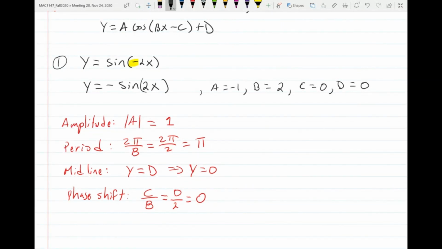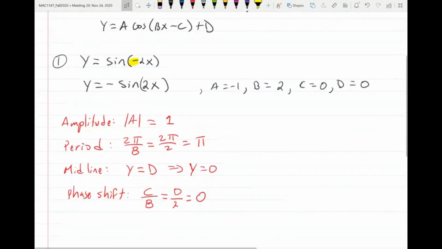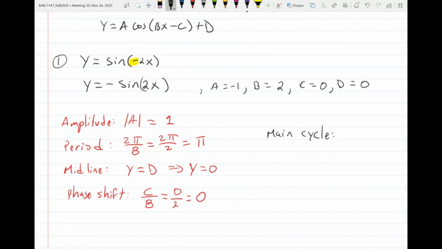Okay, so now let's graph. Remember, to sketch, it's easier to figure out where the main cycle is. For the main cycle, you can either use the information that we have for the phase shift and the period to figure this out, or solve the inequality.